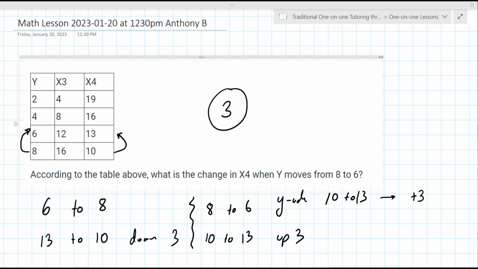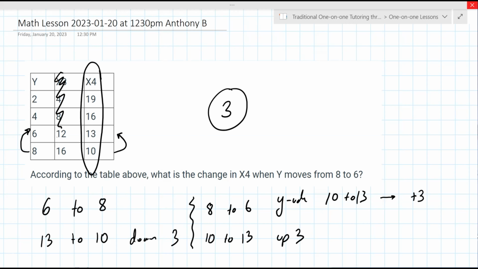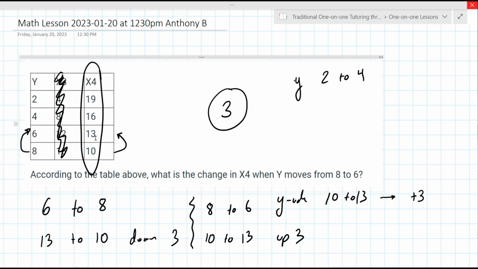Hold on, quick question. So I didn't really read the question. I was just looking at the table, but it says, what is the change in x4 when y moves to x4? They're saying to look at this column. Oh, okay. You don't even care about that one. And then why did they throw in when y moves from 8 to 6? Because you have to know which two rows to look at. Like, let's say it said y went from 2 to 4. Oh, so you know to look at 10 and 13. Yes, exactly.